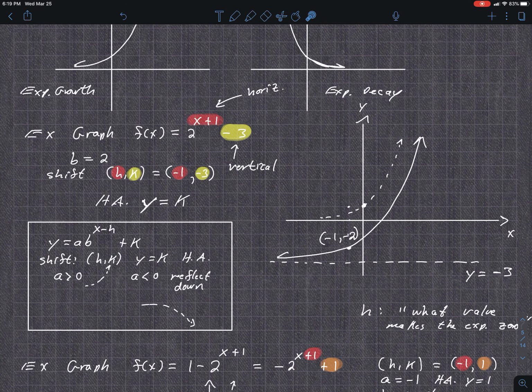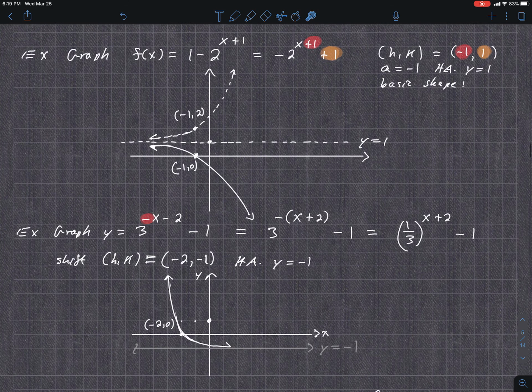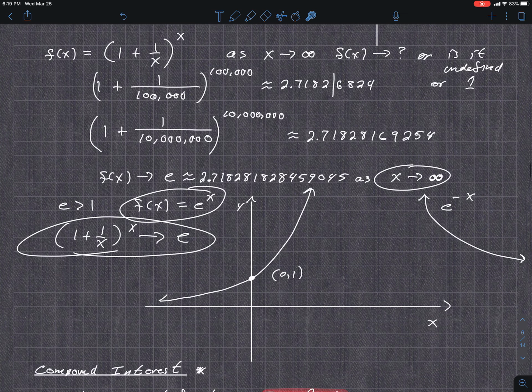We didn't get into a lot of it yet. I'll do a little later exponential growth and decay. We'll talk about that. Then we graphed a bunch of these, so just practice some of those graphs.